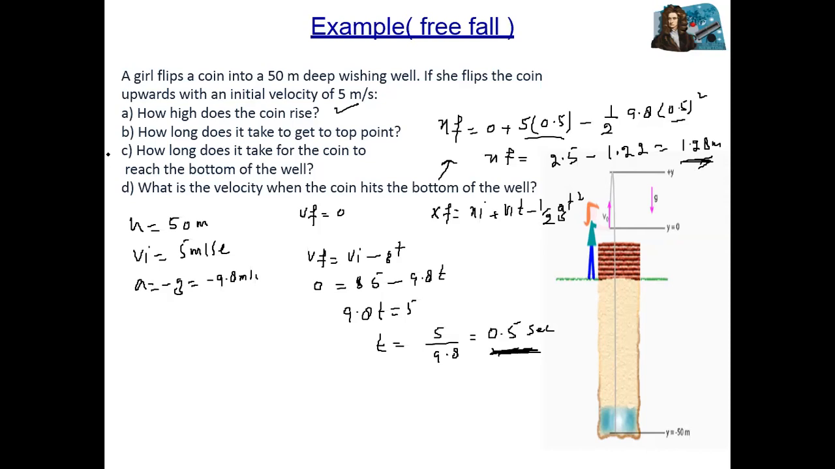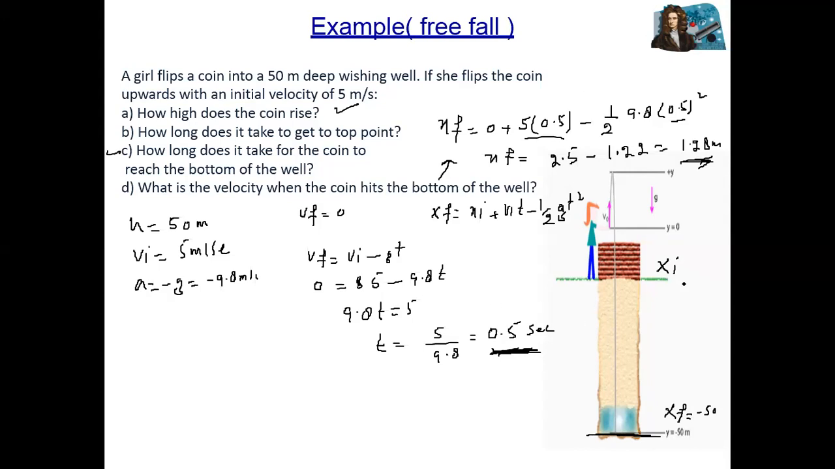Third one, how long does it take for the coin to reach the bottom of the well? Now we have this area, for example, reaching the bottom of the well. So if we consider this position as the initial position and this one as the final position, we know that the final position is minus 50, correct? Upward displacement is positive, but downward is negative.